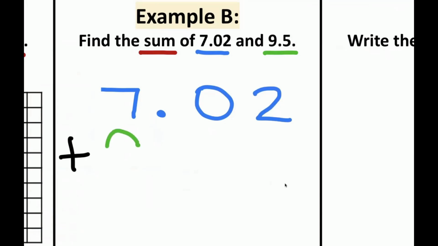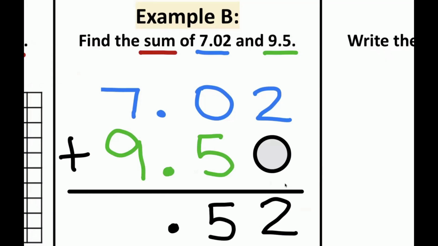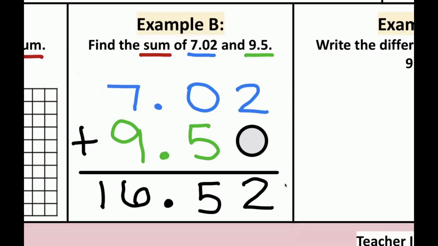plus 9 and 5 tenths. As we talked about in our notes, if there's ever a blank, we can put a 0 placeholder. So let's go ahead and do that. So now everything's super neat and lined up. And now we're going to start on the right-hand side by adding 2 plus 0 first. So 2 plus 0 is 2. 0 plus 5 is 5. Bring down your decimal right beneath where it is. And 7 plus 9 is 16. So our answer using the standard algorithm is 16 and 52 hundredths.